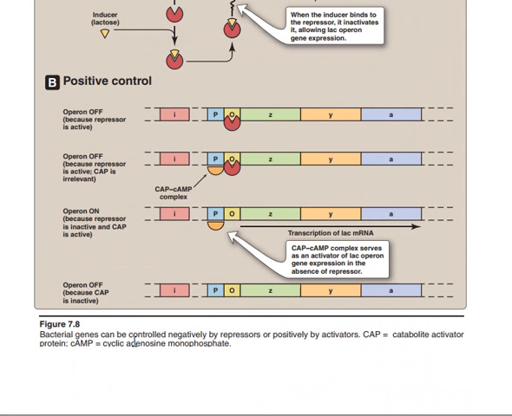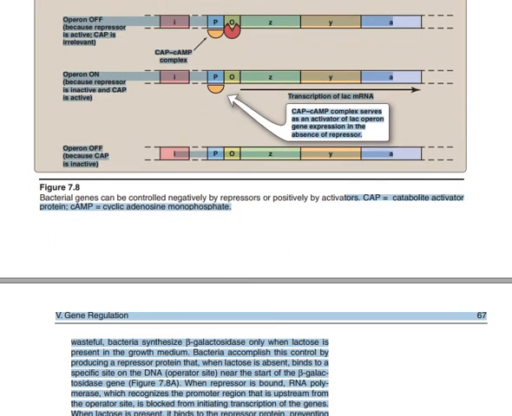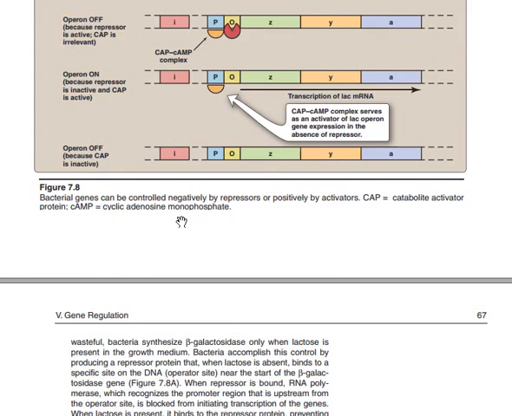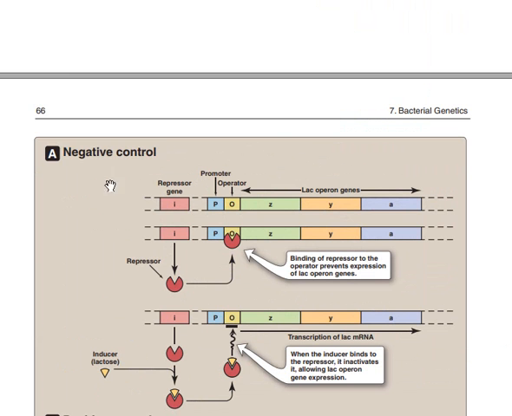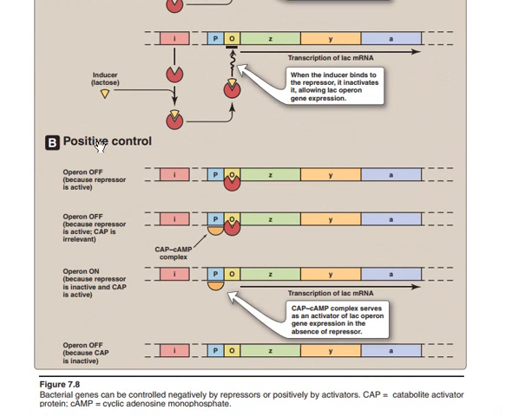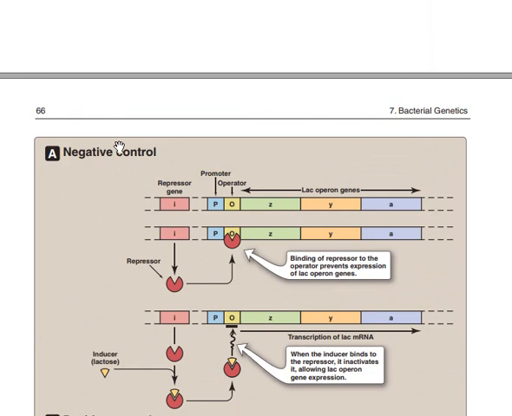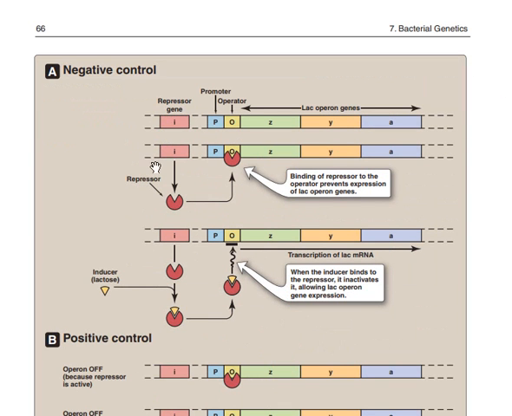Now, bacterial genes can be controlled negatively by repressors or positively by activators. So what does it mean? It means that you have negative control and you have positive control of bacterial genes. Is it clear? So you need to know that the bacterial gene is made up of different parts. You have the repressor gene, you have the promoter gene, you have the operator gene, and you have this part here, the lac-operon gene, which is going to be the main one that is going to be transcribed. Is it correct?